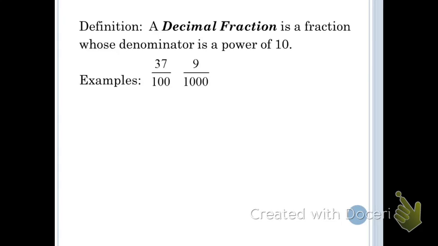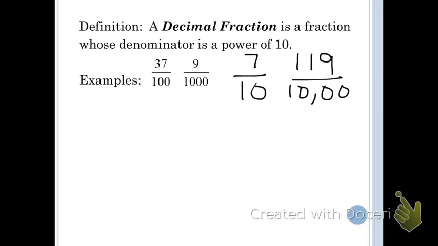A decimal fraction is a fraction whose denominator is a power of 10. Examples are 37 hundredths and 9 thousandths. A couple other examples might be 7 tenths, because 10 is a power of 10, or 119 ten-thousandths, because 10,000 is also a power of 10.